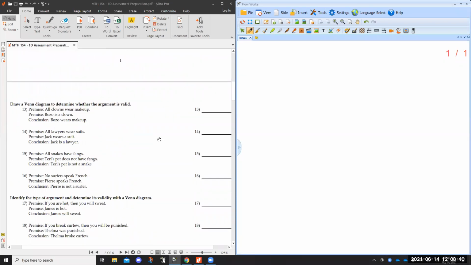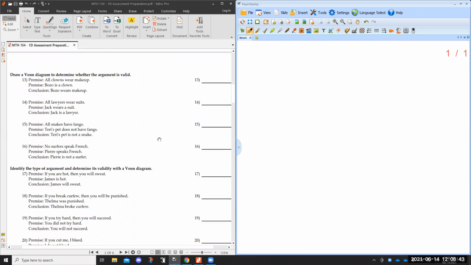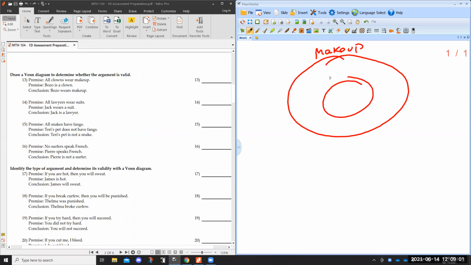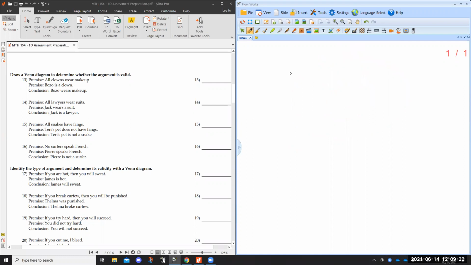All right, draw a Venn diagram to determine if the argument is valid. Here we go. These are actually going to be Euler diagrams that I'm drawing. So all clowns wear makeup. So here's things that wear makeup. Here's clowns. Bozo is a clown, so here's Bozo in here. Bozo wears makeup, valid, because all clowns are in the set of things that wear makeup. Bozo is in the clown circle, therefore Bozo is in the things that wear makeup circle.